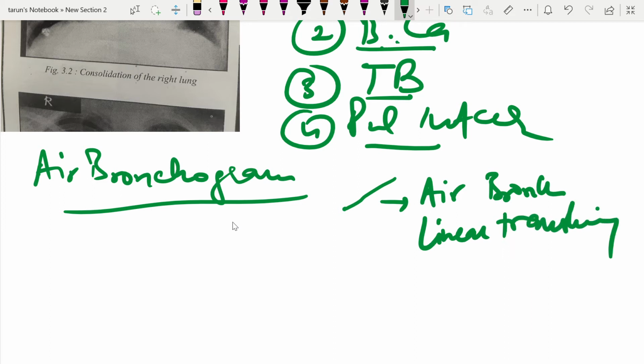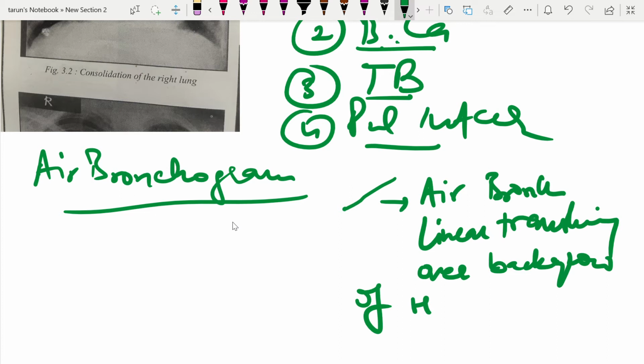Air within the bronchus casts linear translucency, which appears black over the background of homogeneous opacity. Linear translucency over a background of homogeneous opacity, that is consolidation. So it causes linear translucency. So this is air bronchogram.